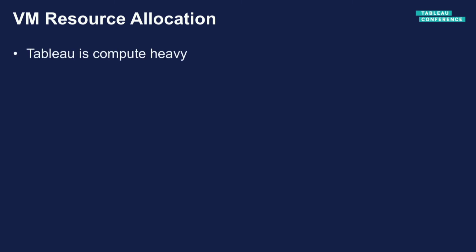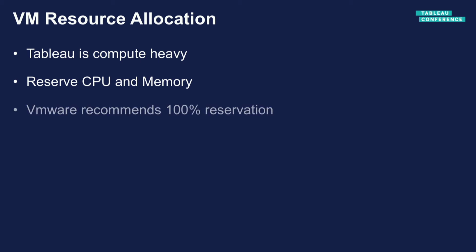So the first one to remember is that Tableau can be computationally heavy as an application. Sometimes it doesn't seem that way. We're just loading pictures, right? But we're creating extracts. We're rendering the images from scratch. That's a lot of work. So to support that, you want to make sure that you're reserving the CPU and memory on your VMs so that the resources are available to do the work. Now, VMware actually recommends 100% reservation for these resources on computationally heavy applications.